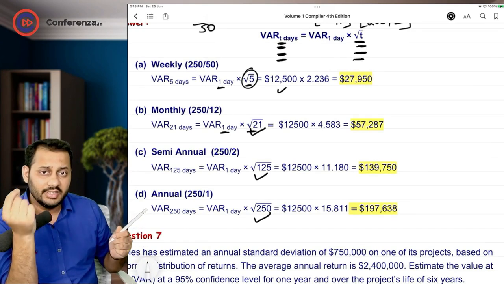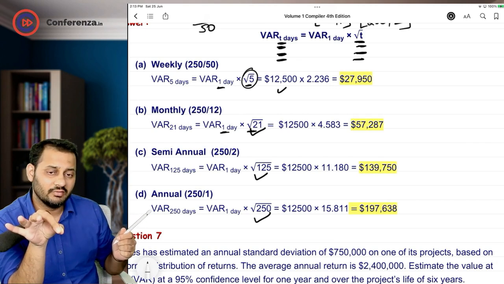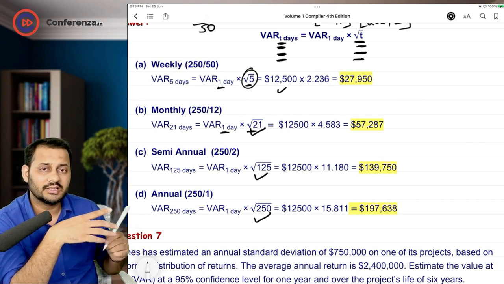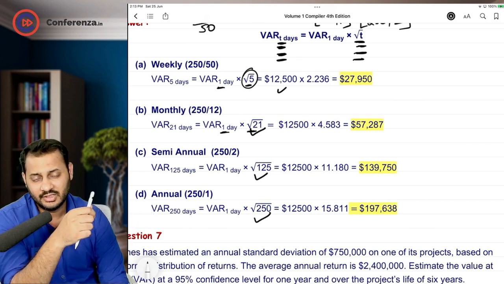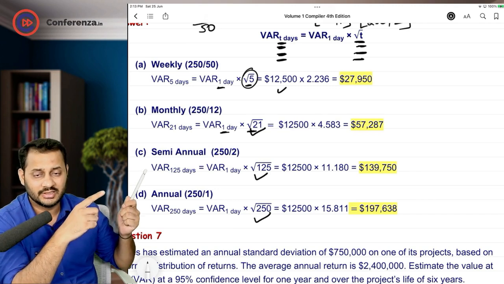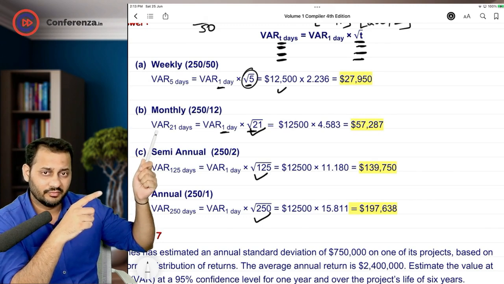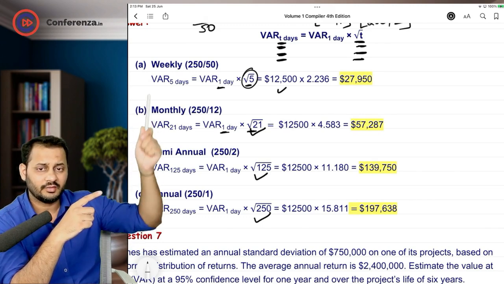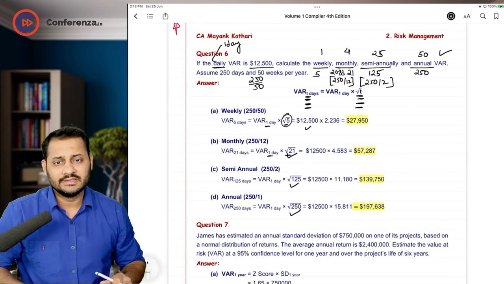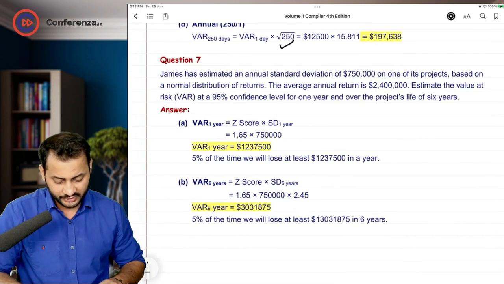In a year, the maximum loss at a given confidence level will be $197,638. In a semi-annual period, the maximum loss will be $139,750. In a month, the maximum loss will be $57,287, and so on. So it's easy. Are we done with this question number 6? Shall we move ahead with question number 7?